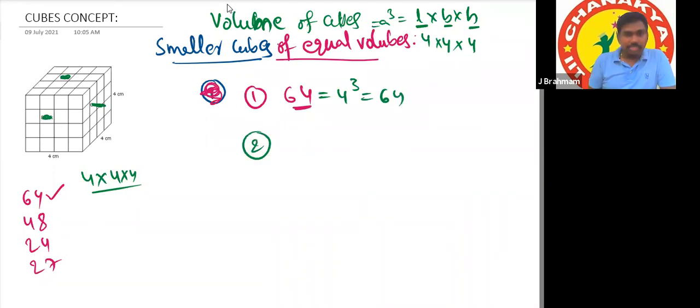Yes. The second question is, how many corner cubes are there? So 8.